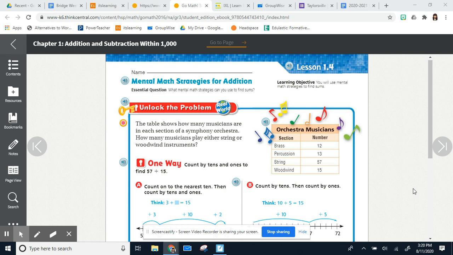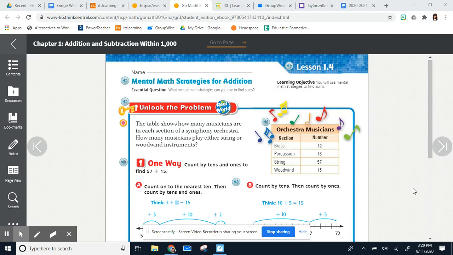Okay, third grade, I have your math lesson for today. We are on lesson 1.4. We are using mental math strategies for addition today. So our learning objective: you will use mental math strategies to find sums. Now remember, a sum is the answer to an addition problem.